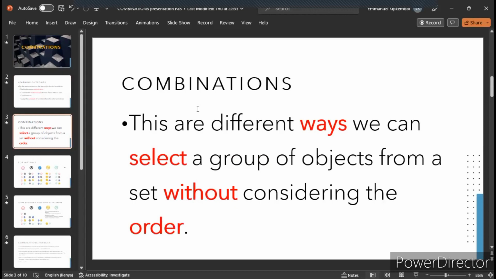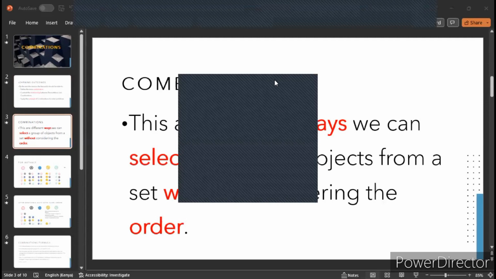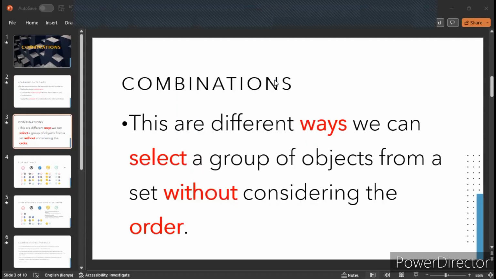So combinations, who can read for us the definition of combinations? Jacob, are you there? Yes, I'm here. Okay, these are different ways we can select a group of objects from a set without considering the order. Yeah, exactly. So combinations are ways we can select a group of objects from a set without considering the order.